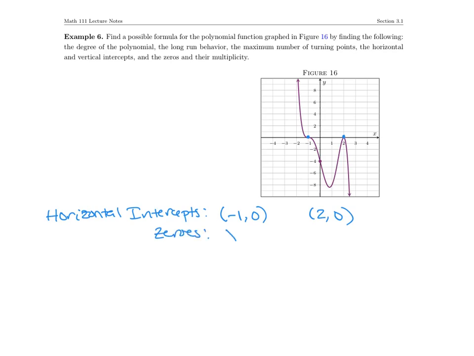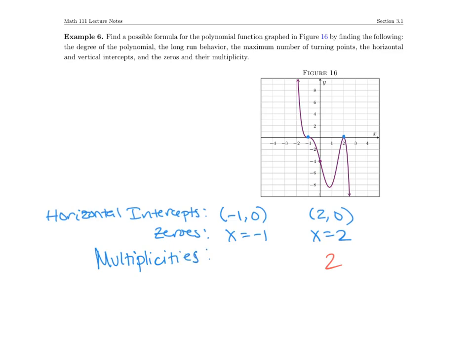So when I list my zeros, I'm going to say x is equal to negative 1 and x is equal to 2. Now when I take a look at these multiplicities, I can see over here at 2, that's like a bounce or a little parabola looking thing. So that is going to be a multiplicity of 2. And I totally forgot to write the word multiplicity. There we go. So it's going to be my multiplicities.